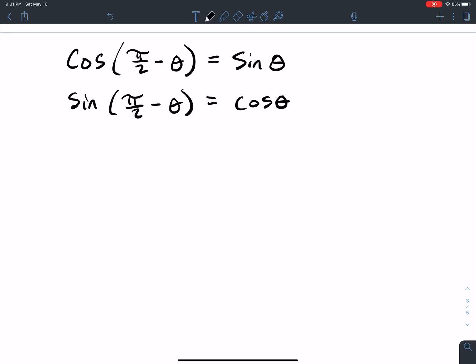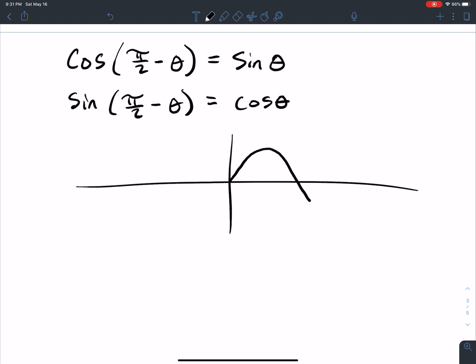Two more identities here. We've got coterminal identities. This is working off the fact of how sine and cosine are related. So if you think about the sine curve, it starts at the origin, comes down, and then comes back, and we make a full cycle.